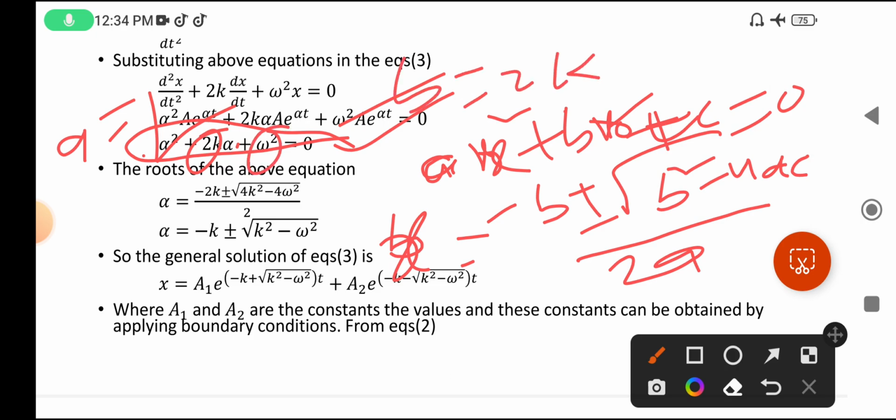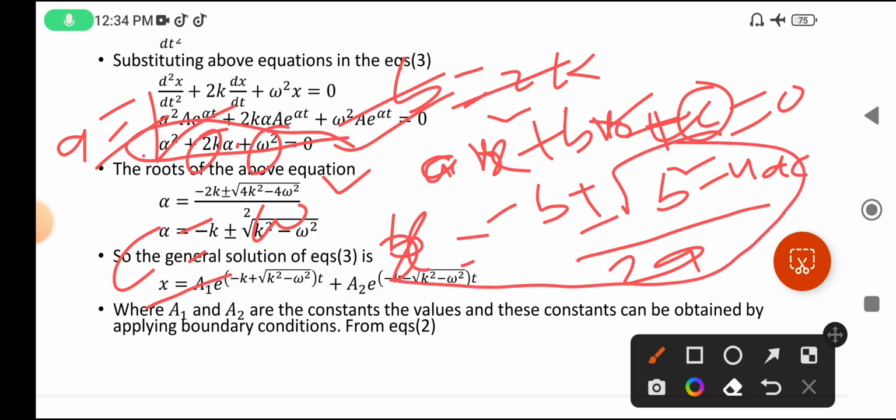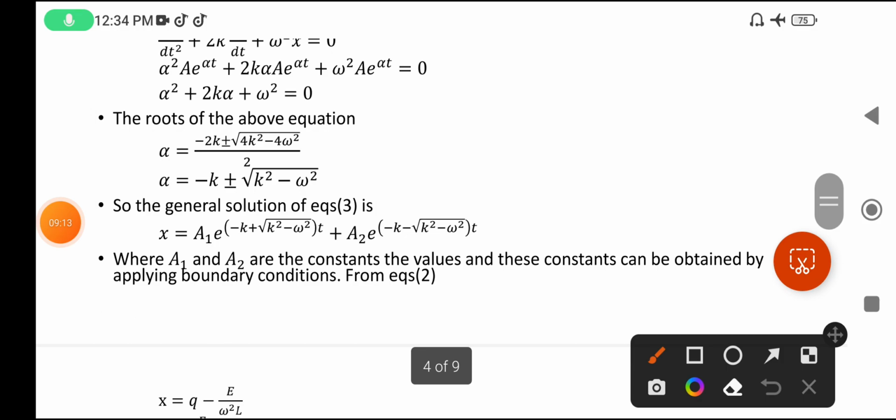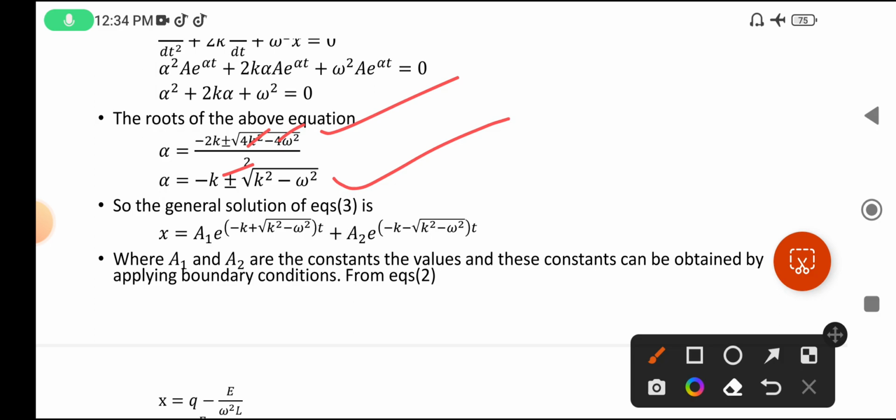And here omega square is there, so that is simply c. So c equals omega square. Substitute a equals 1, b equals 2k, c equals omega square in this equation. Then you get this equation. Take 4 outside. If you take 4 outside from the square root, the 2 gets cancelled. So finally you can get this one after simplification.